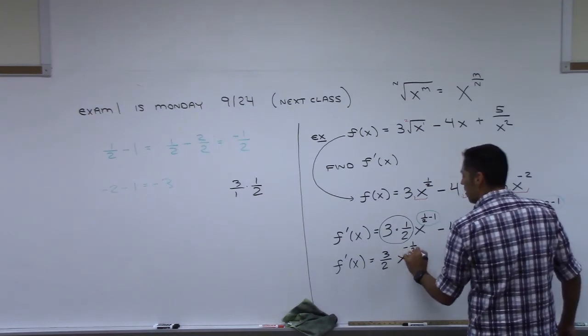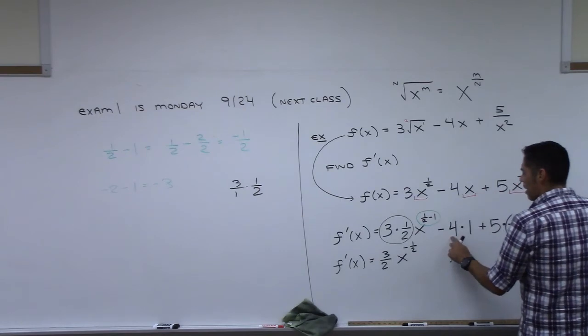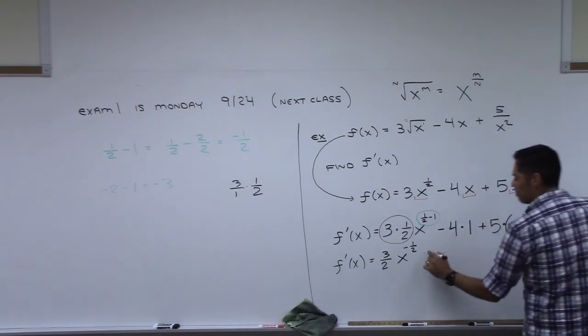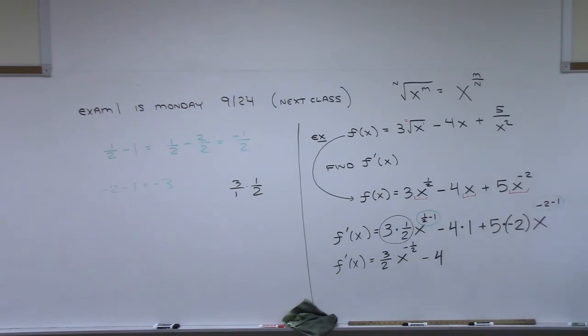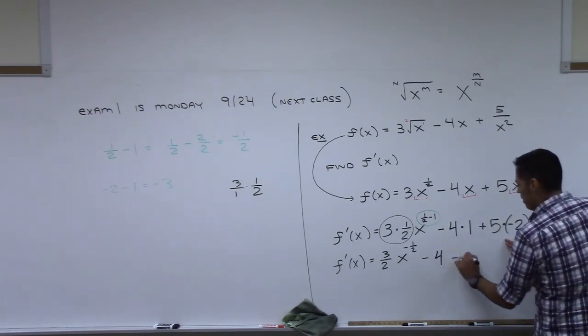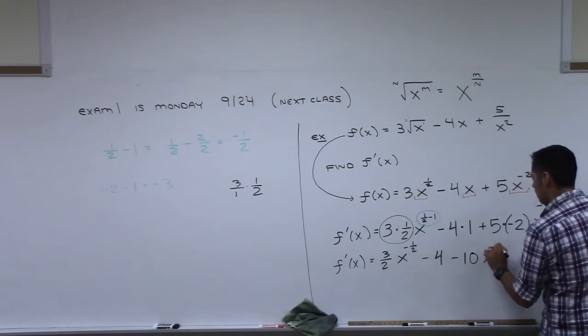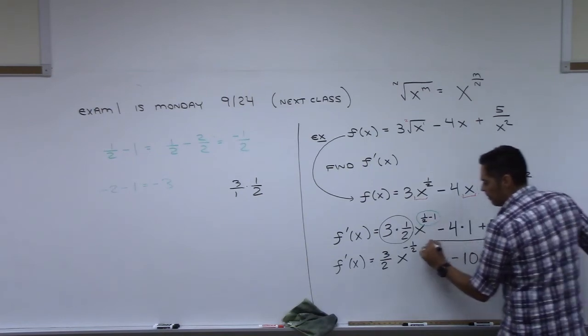Negative 1/2, right? We already found that over there. Then we have minus 4 times 1, which is just minus 4. And then over here, what do we get? Negative 10, or minus 10, x to the negative 3. Box it up. That's good.